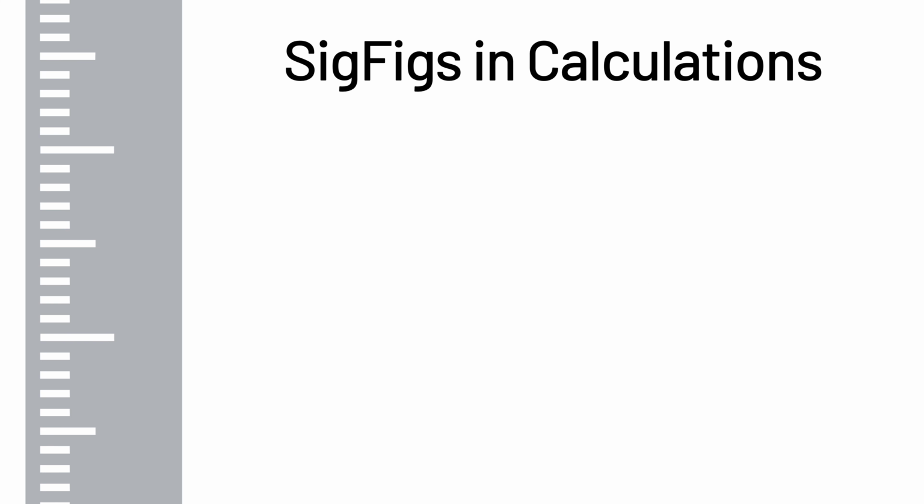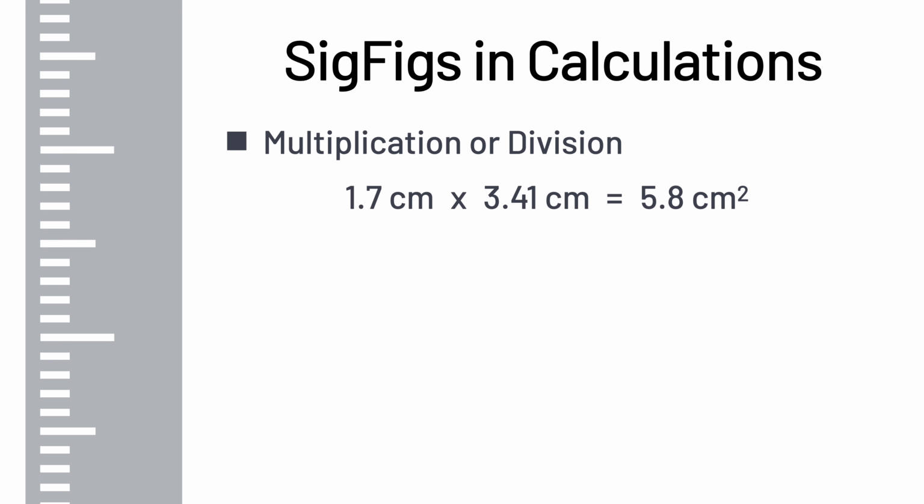We've covered how to determine significant figures, but what about using measurements in calculations? We have to ensure that we don't inflate the accuracy. Therefore, we follow a set of rules based on the operations to minimize this. If the calculation only requires multiplication or division, we report the answer to the least number of significant figures of the original measurements. In this example, 1.7 has 2 significant figures, and 3.41 has 3. Therefore, the least number of significant figures is 2, so our answer should be reported to 2 significant figures.